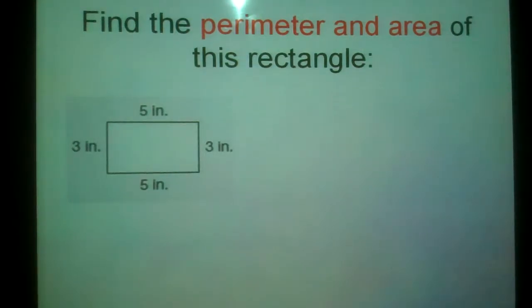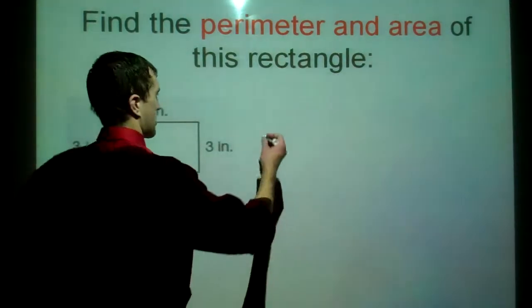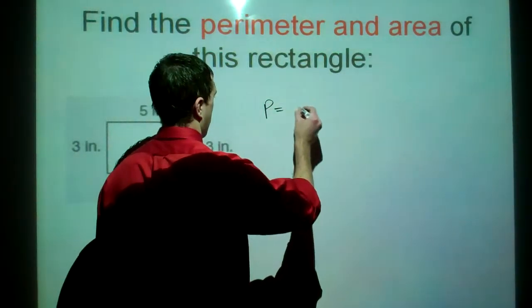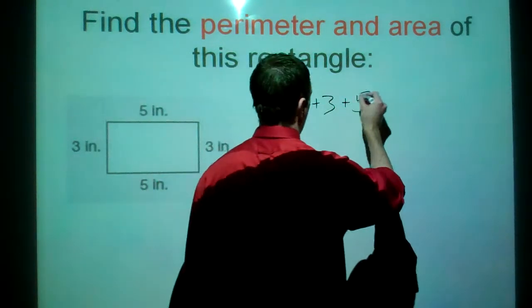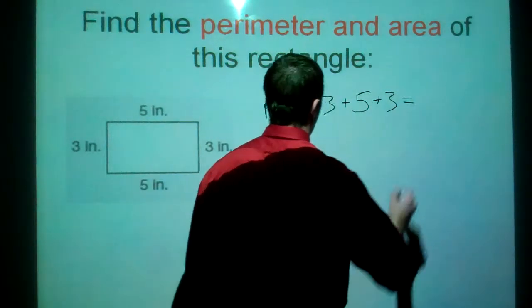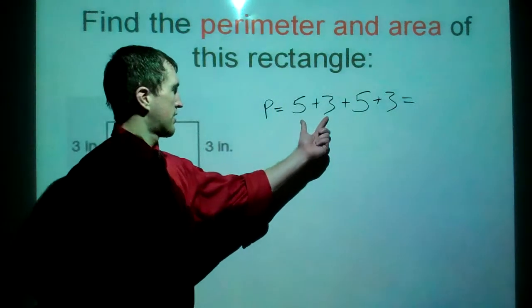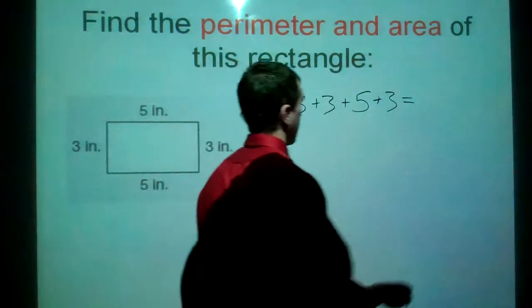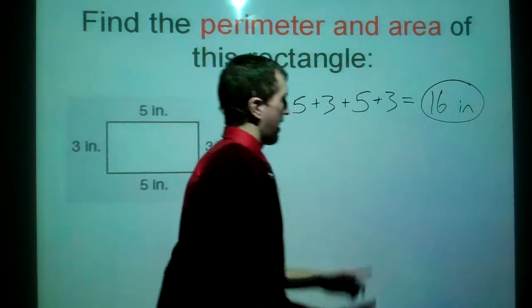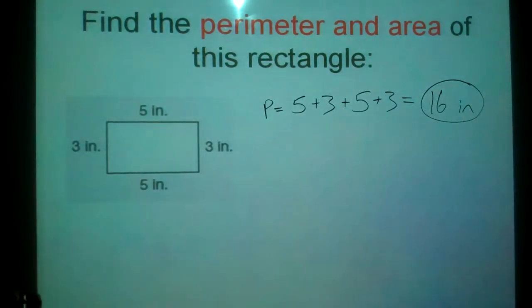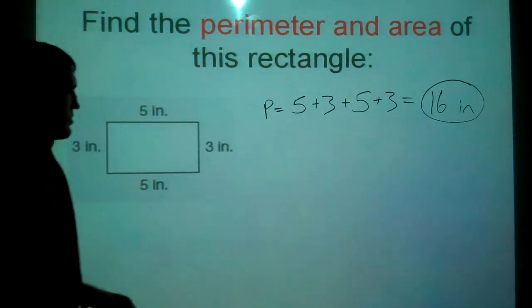Alright, perimeter and area of this rectangle, a 3 by 5 rectangle, inches. So perimeter, remember, we just distance around, add up all of our sides. 5 plus 3 plus 5 plus 3. 8 plus 8, 16. Now we're adding, so our units will not change, we're just going to stick with inches.